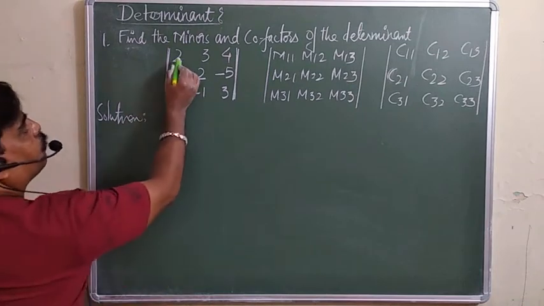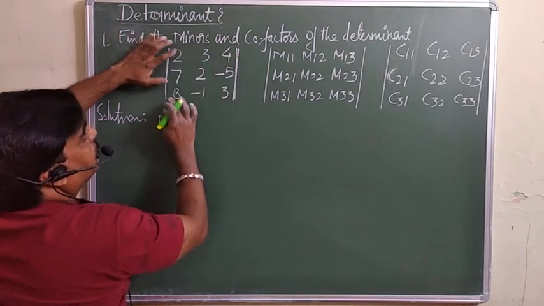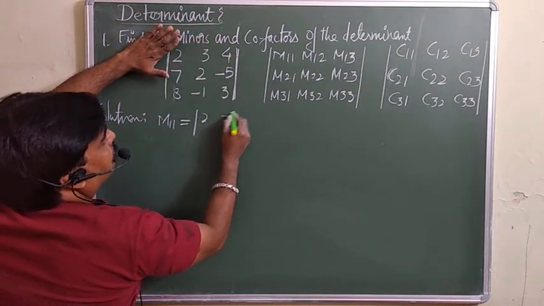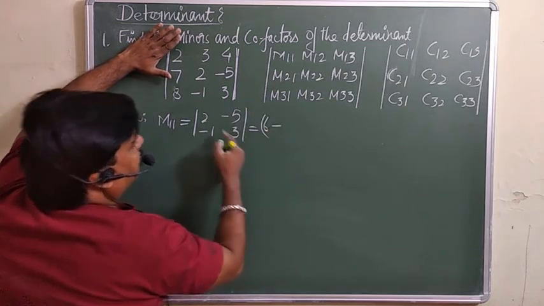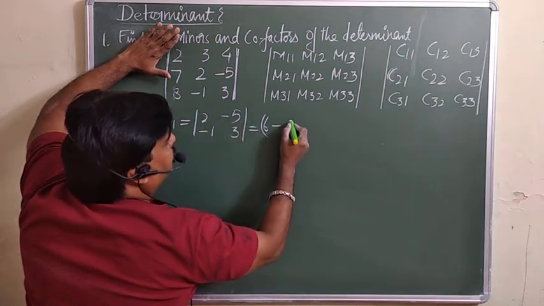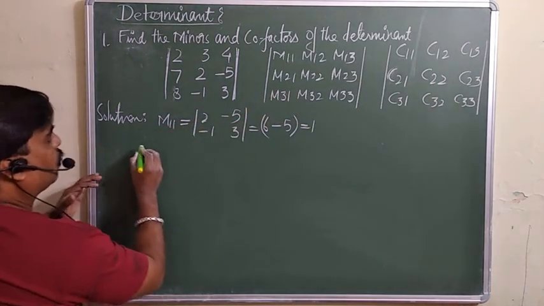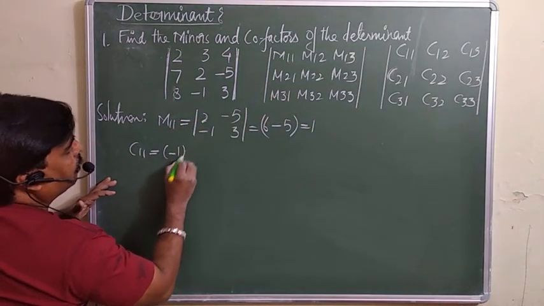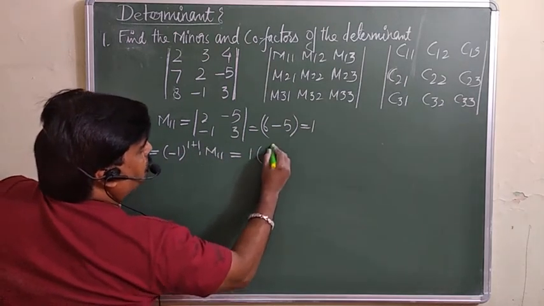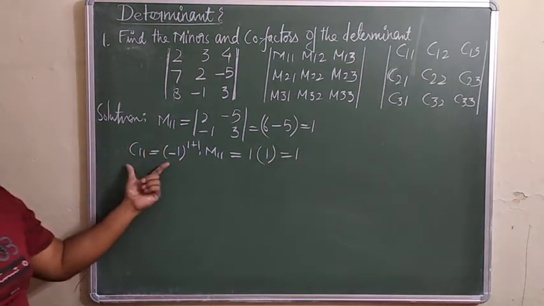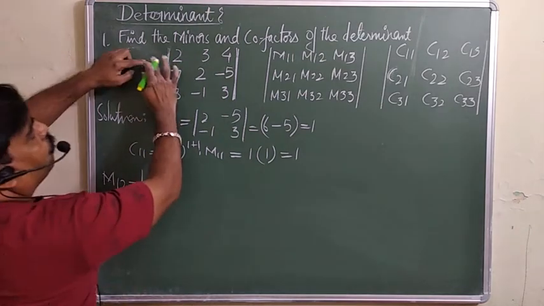So we will write the minor for the first one. This row and column we will delete. You will get 2, minus 5, minus 1, 3. You will solve this: 2 times 3 is 6, minus minus 1 into minus 5, which is plus 5 here. So you will get minor M11 is 1. If you want to find C11, C11 is equal to minus 1 to the power 1 plus 1 into minor M11. So 1 into 1, which is equal to 1. So the cofactor is 1. Similarly, the minor for 1 2, first row, second column.